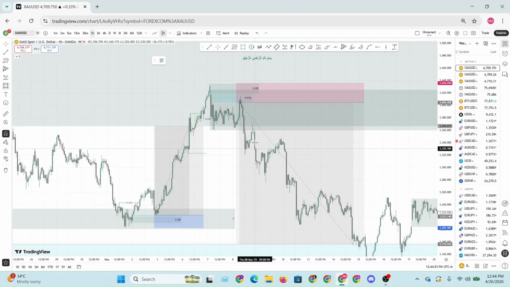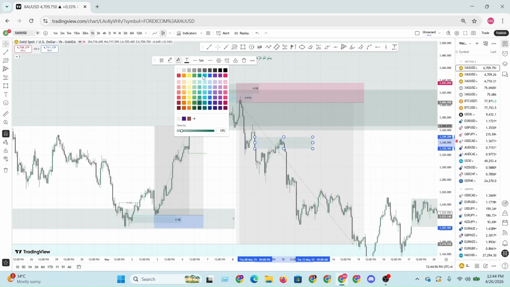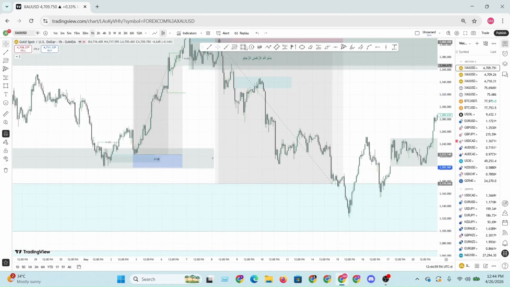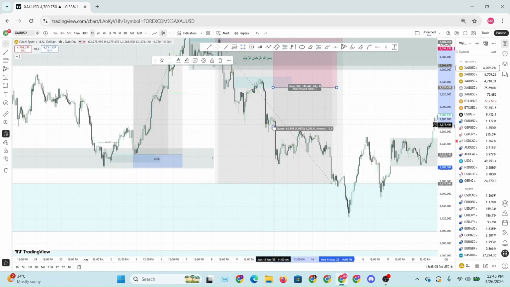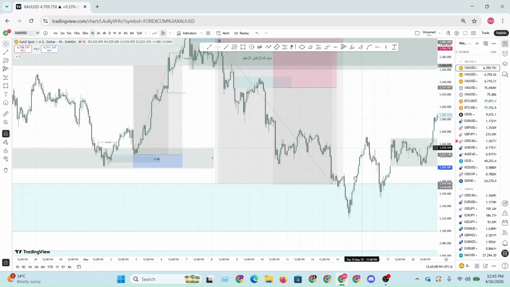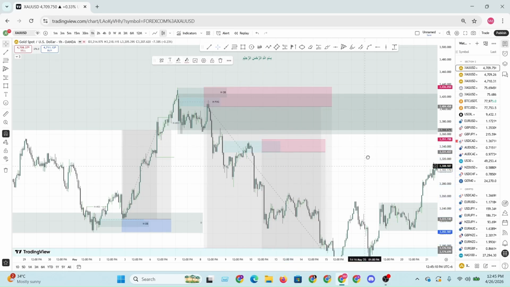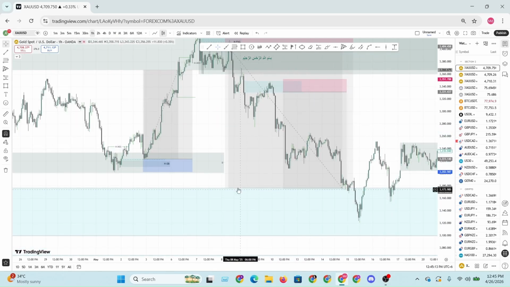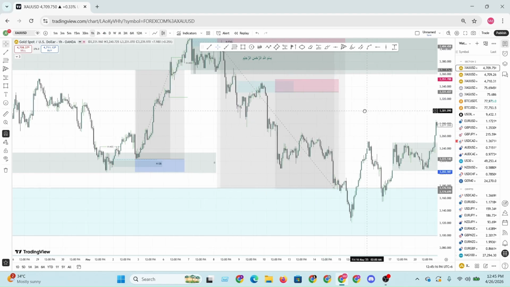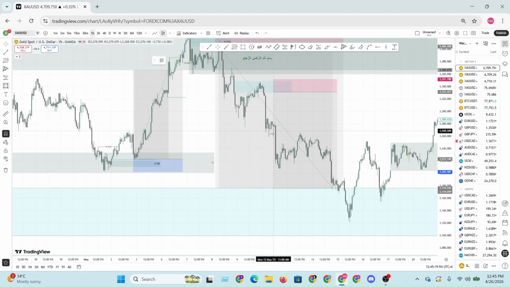See, from this POI, again you can sell for this and to the eraser here. In every pullback you can take entries. This is a mitigation block.